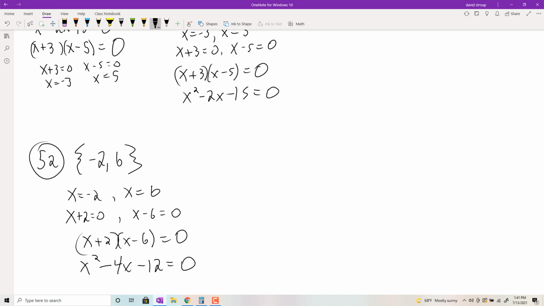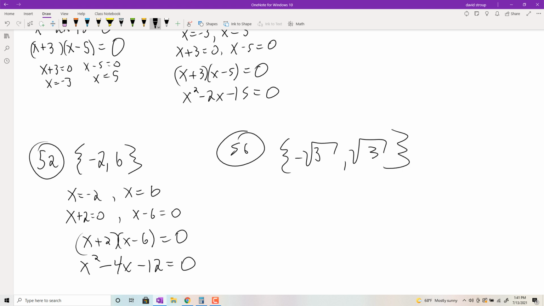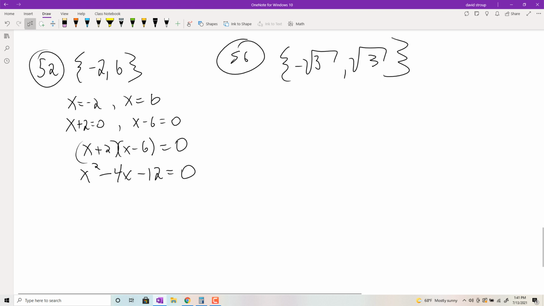It's pretty simple, right? They'll make it more difficult by throwing radicals in, imaginary numbers, all that jazz. So here we have negative root 3 and then root 3. The neat thing about these is you really don't see the roots in the original equation. Okay, so in the answer you see roots, but not in the original equation. So let's take a look. Okay, so back engineering.